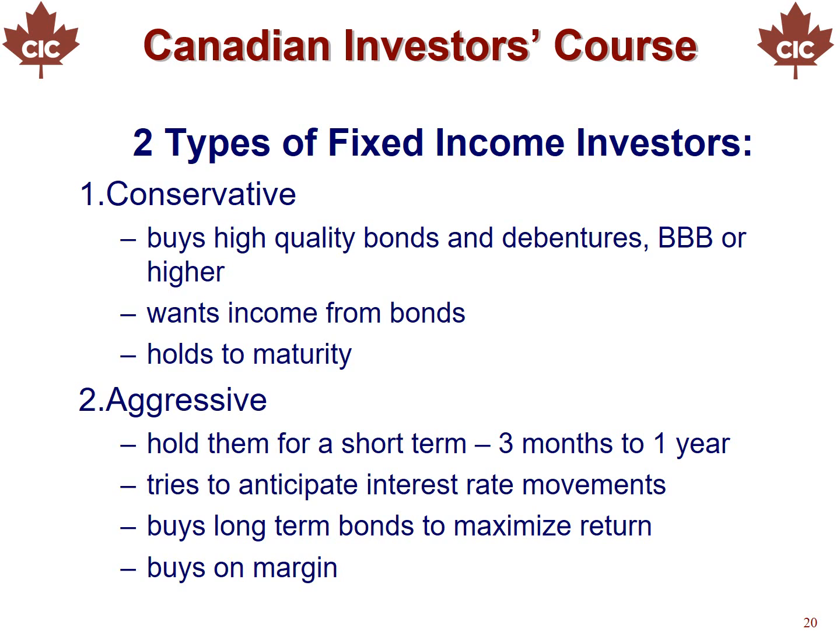Then there are more aggressive bond investors. These are people who trade bonds. They tend to hold them for a shorter term, maybe 3 months or a year. They try to anticipate interest rate movements, and they may even buy long bonds to maximize their return. If they want to be extra aggressive, they buy them on margin. Now they've got margin coupled up with their interest rate forecasts. If everything goes well, they make a lot of money. If it doesn't, they can lose a lot of money. That's why they're aggressive investments.